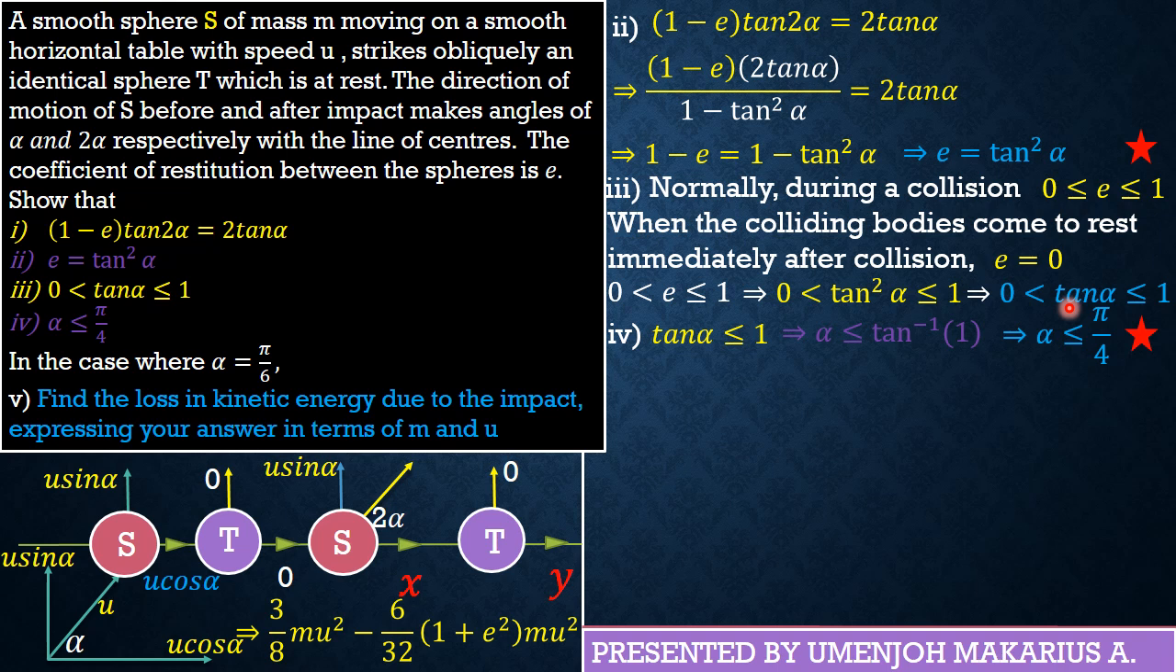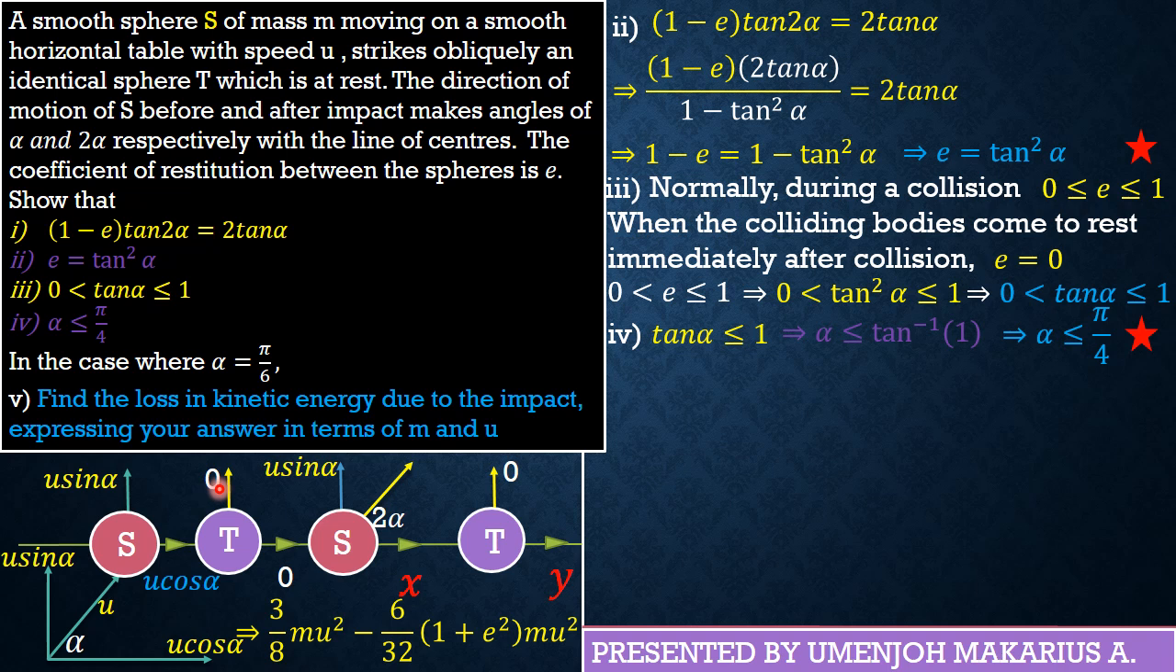All right. The next part is saying that in the case where alpha is pi over 6, we should find the loss in kinetic energy due to the impact. So, friends, let's take note that initially, only sphere S had kinetic energy. Sphere T has none since its speed was 0.